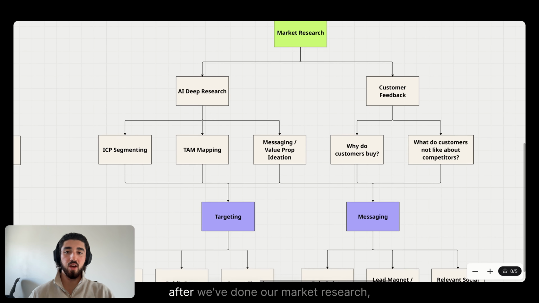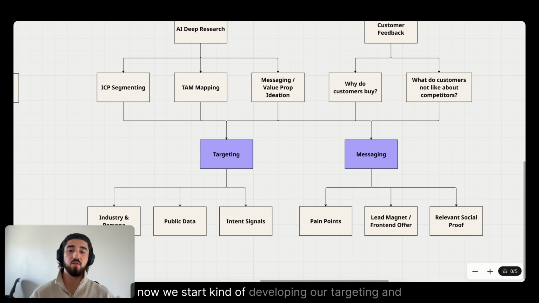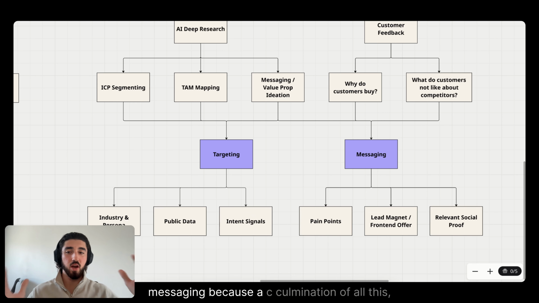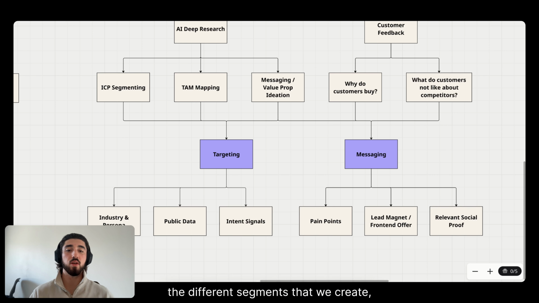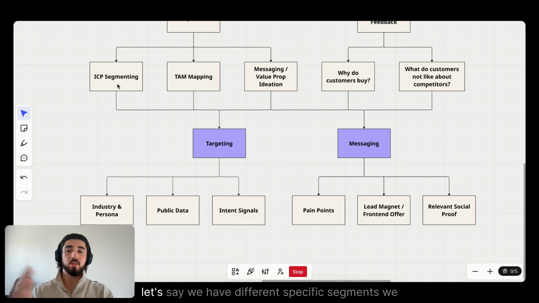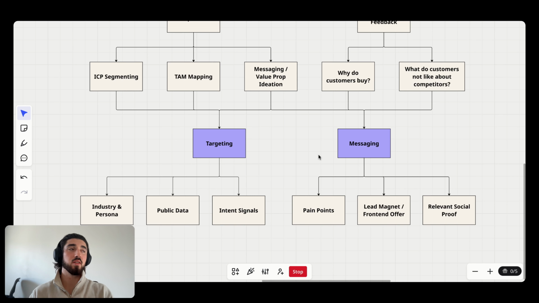And from this information, after we've done our market research, then we can start developing our targeting and messaging. Because a culmination of all of this, even the ICP segmentation, does affect the messaging, because we want to develop our messaging around the different segments that we create, right? And from that, let's say we have different specific segments we want to go after. We're creating messaging around, say we're targeting the head of social media at, let's say, beauty e-commerce brands, right?